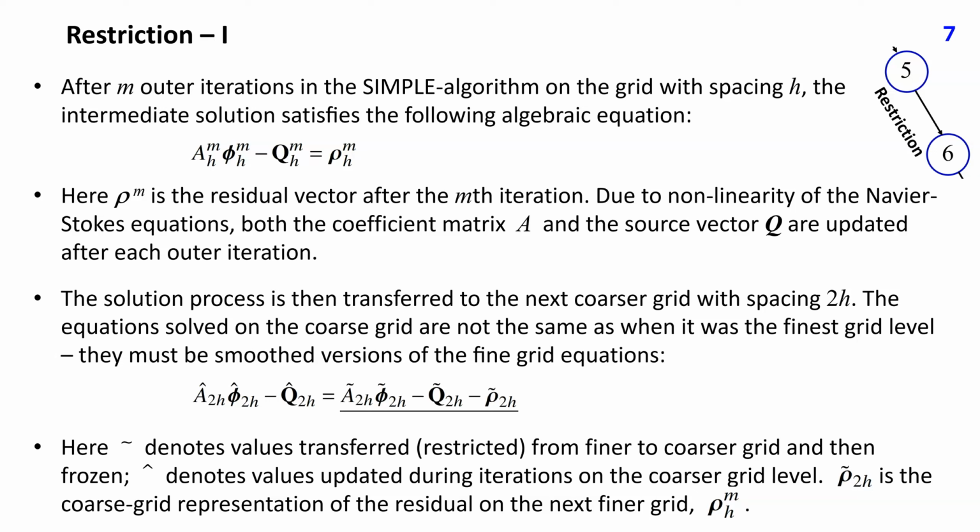The equations solved on the coarse grid are not the same as when it was the finest grid level. They must be smoothed versions of the fine grid equations. Here tilde denotes values transferred, that is restricted from fine to coarse grid, and then frozen. Hat denotes values updated during iterations on the coarser grid level. Rho tilde 2h is the coarse grid representation of the residual on the next finer grid, rho hm.